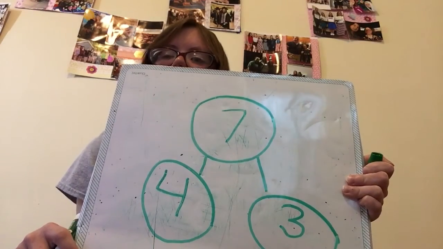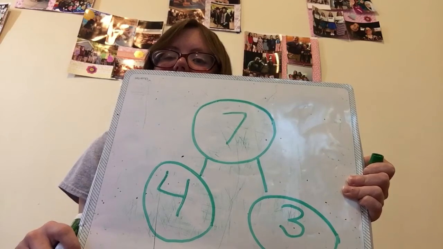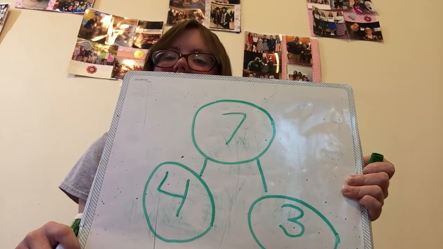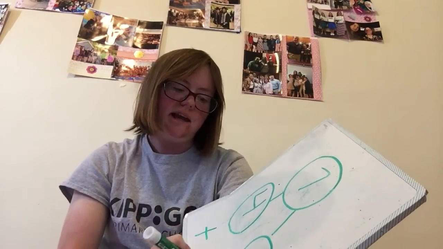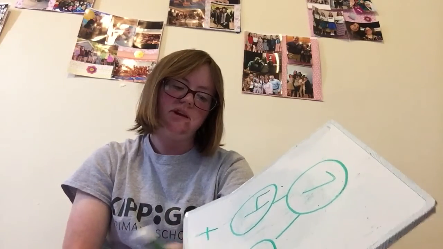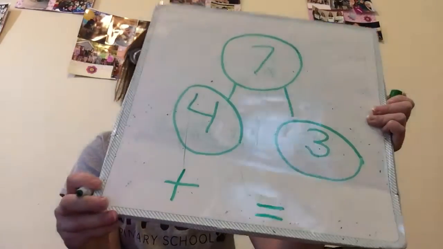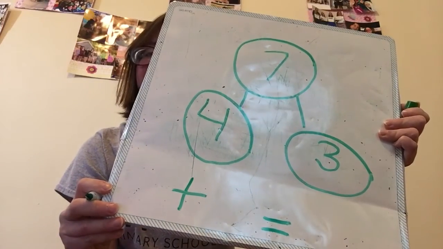How can we turn a number bond into a number sentence? We're going to need 2 special signs. What 2 special signs do we need? That's right, we need a plus sign and an equal sign. Make sure you leave enough space because we're going to fit a number in between each. Now, let's write our number sentence.